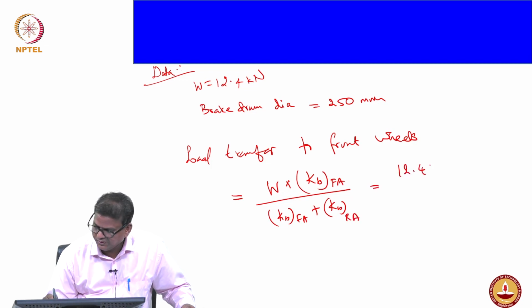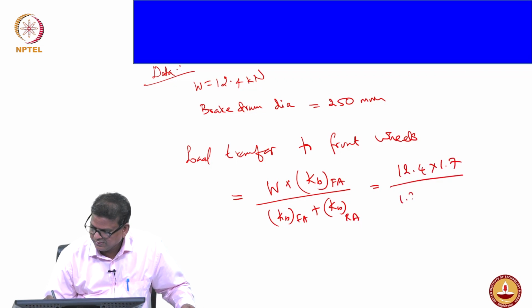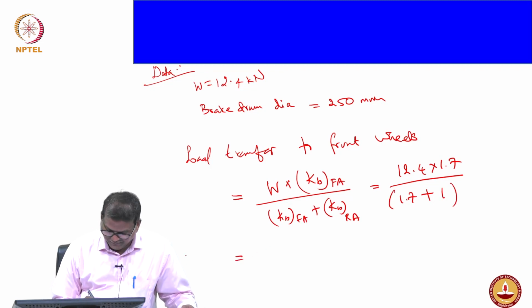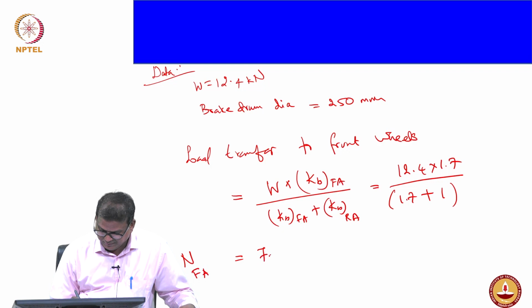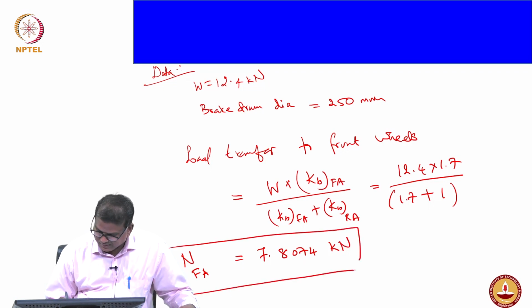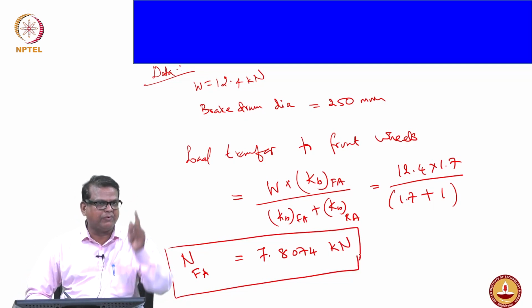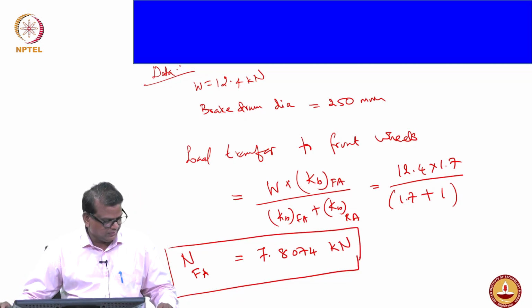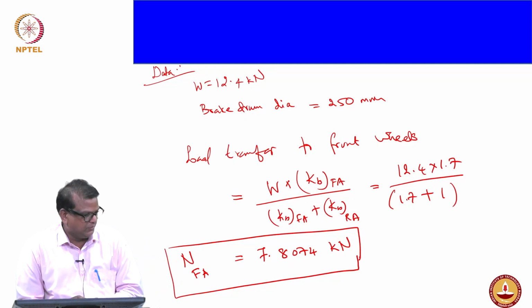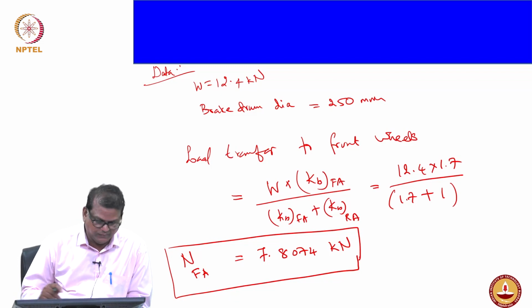So, 12.4 into 1.7 over 2.7. Okay. So this is NFA, the load transfer to the front axle, 7.874 kilonewton. So this much load is coming from the front axle, the reaction load, right? So ultimately from this, what is the braking torque? What will be the maximum braking torque at the front wheel? That's what we are going to find out.